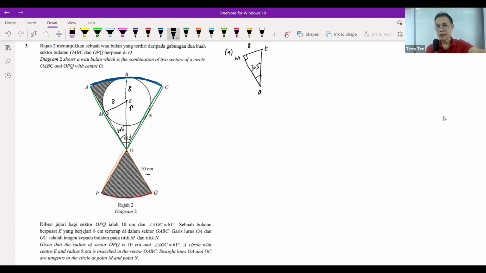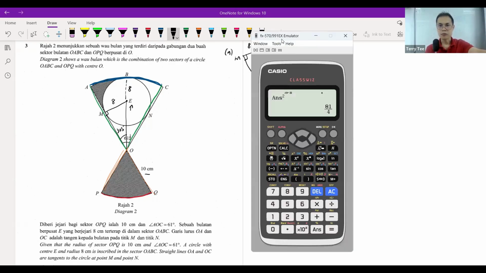So let's find OE first by using sine. Sine is opposite. In this case, your opposite is 8 over hypotenuse OE, which is, yeah, what you're finding, right? So we write 8 over OE. Use your calculator. Now I'm going to type in my calculator here. Make sure calculator in degree mode.